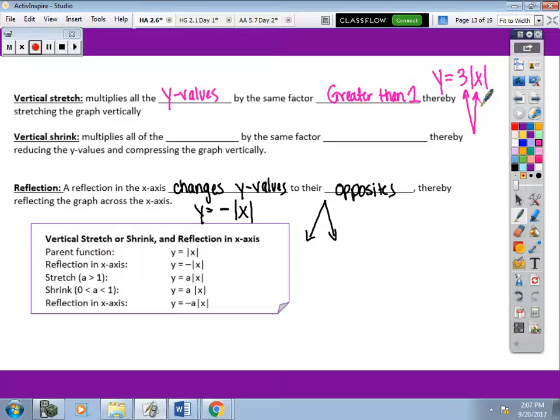The shrink is going to take all of the y values, and it's going to multiply by the same factor that is between 0 and 1. Okay? If you have a negative also, that's going to just be the reflection. So for example, y equals 1/2 times the absolute value of x. Again, a shrink would take the tips of the arrows and it would shrink them down, which will make it less steep. So the graph would go like up 1 over 2, up 1 over 2. Something like that. So it'll be flatter.